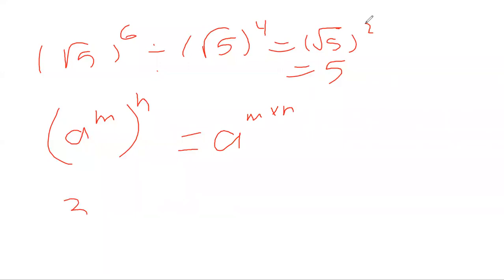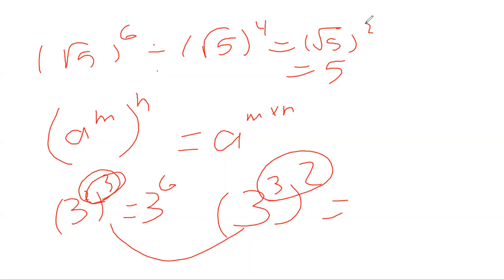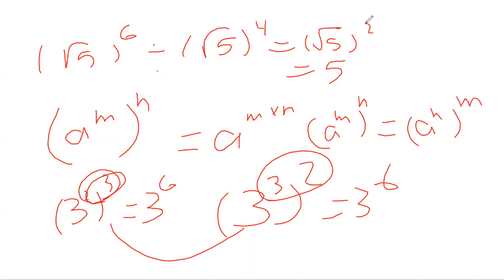That means if I have 3 power of 2, all power of 3, I will multiply 3 and 2. It is as if it is 3 power of 6. Of course, changing the places of the two powers will not differ in the question. I can write it 3 power of 3 all power of 2. They will be equal. 3 times 2 equals 6 also. So a power m all power n equals a power n all power m. No problem.